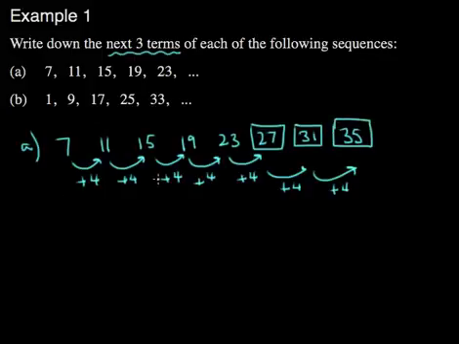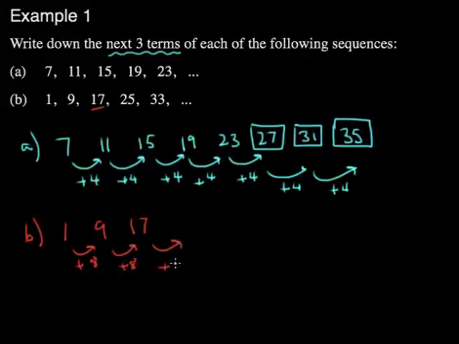For part B, it should be fairly similar. We will just look to see what the difference is between each term and see if it's the same. So it goes from 1 to 9, which means you're adding 8. And if you add 8 again, you get 17, which is the next term. And then you add 8 again, you get 25.